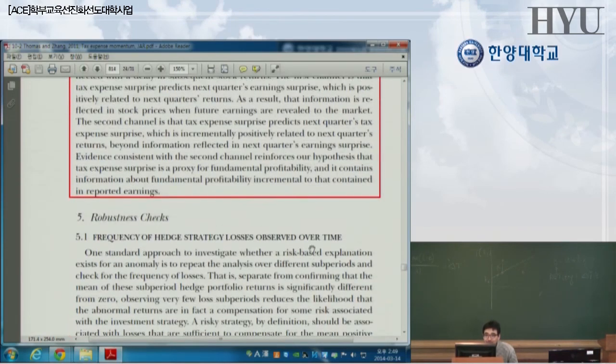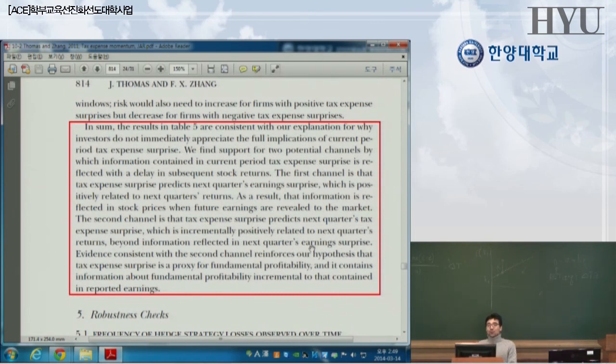In sum, the results in table 5, 우리가 방금 본 거죠, are consistent with our explanation for why investors do not immediately appreciate the full implications of the current period tax expense surprise. Okay? We find support for two potential channels by which information contained in current period tax expense surprise is reflected with a delay in subsequent stock return.